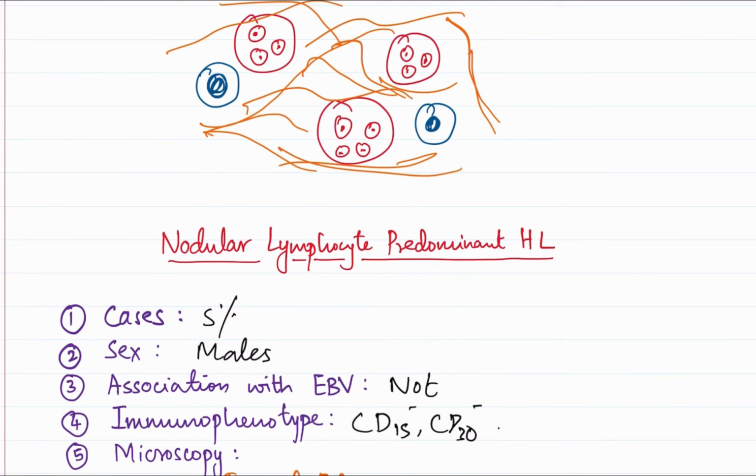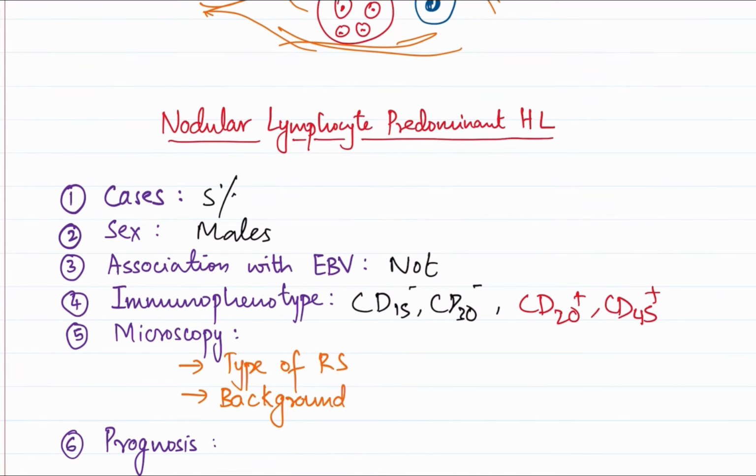We said that the classic cell is positive, whereas the RS cell, the lymphocyte predominant RS cell, is negative for CD15 and CD30, whereas it is positive for CD20 and CD45. So that's about it. And now coming to the type of RS cell, we have said that it is the lymphocyte predominant RS cell which will be present.